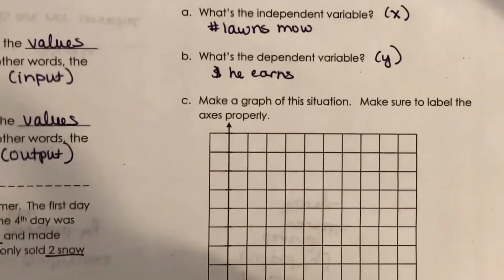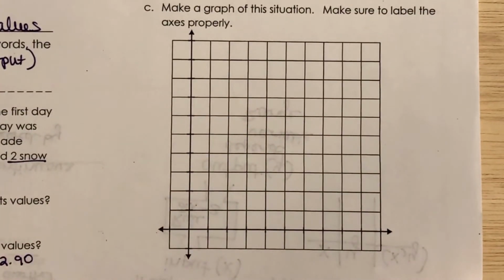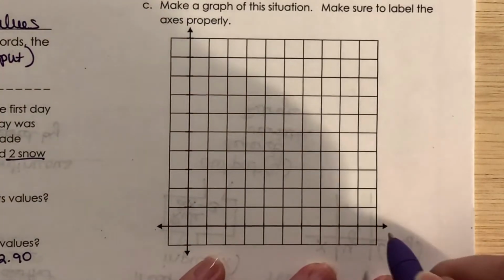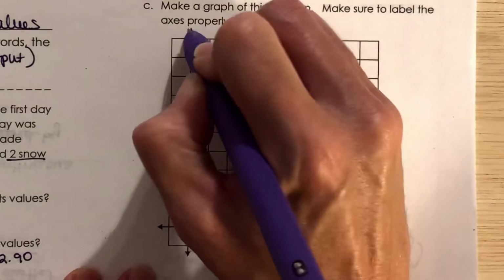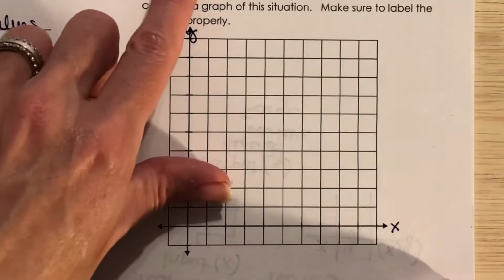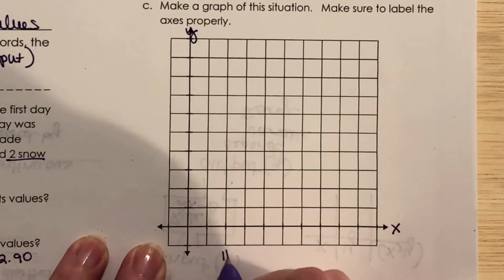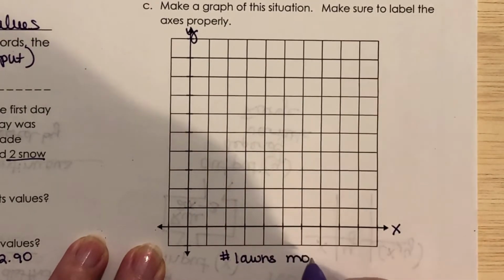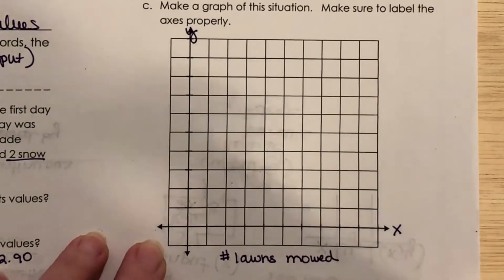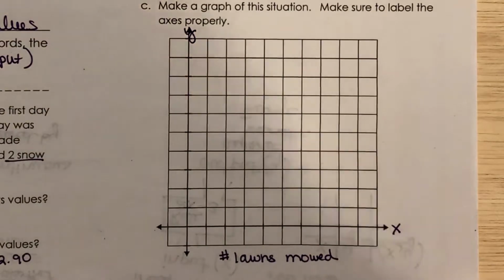Now we're going to make a graph, and we want to make sure we label everything, we label our axes properly. So I know that here's my x-axis and my y-axis. My x-axis is going to be my number of lawns mowed, so I'm going to go ahead and label that: number of lawns mowed. And we'll go ahead and graph these, label everything properly.